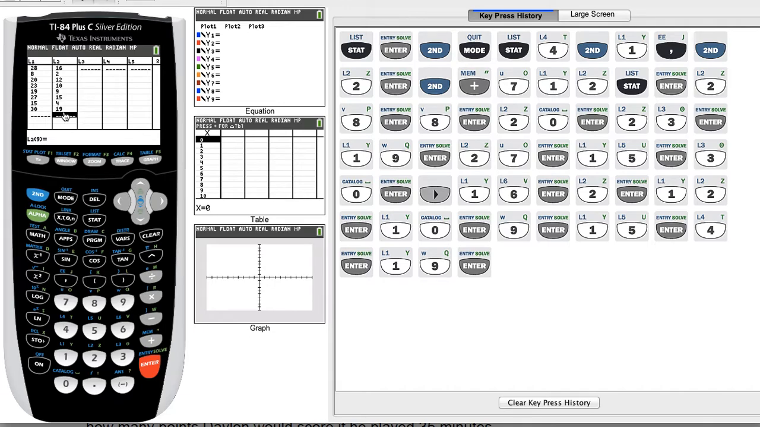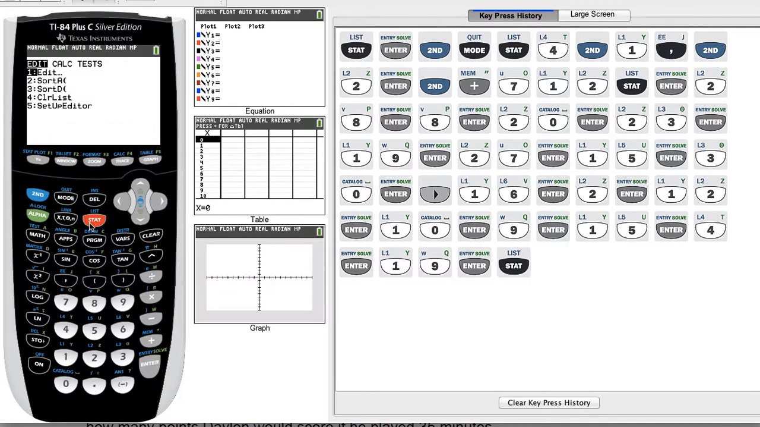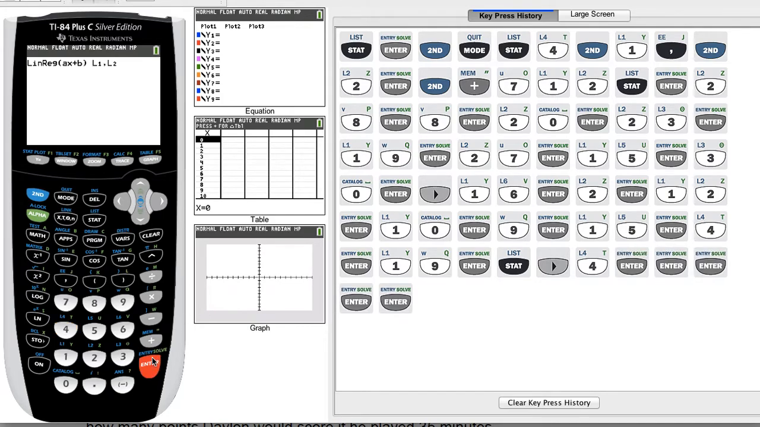Check that you haven't missed any. So let's repeat: we do stat, enter, then stat again, and you move to calculate because you want to calculate the linear regression. So you move over and then you press 4. Some calculators will show just linear regression and you press enter, but for me I have to press enter a couple of times until I get to the equation.